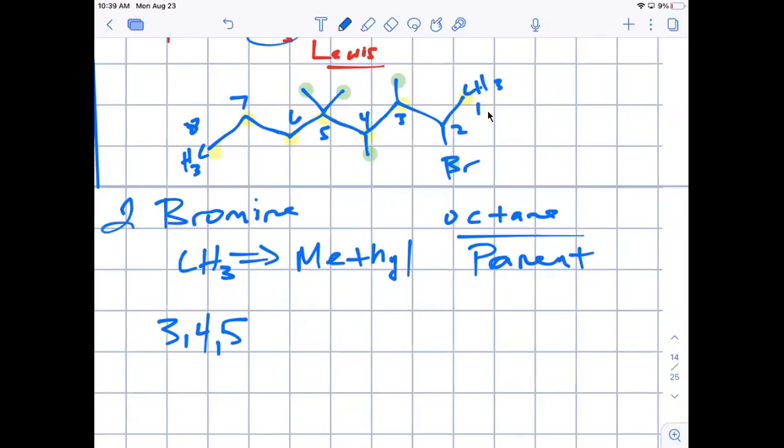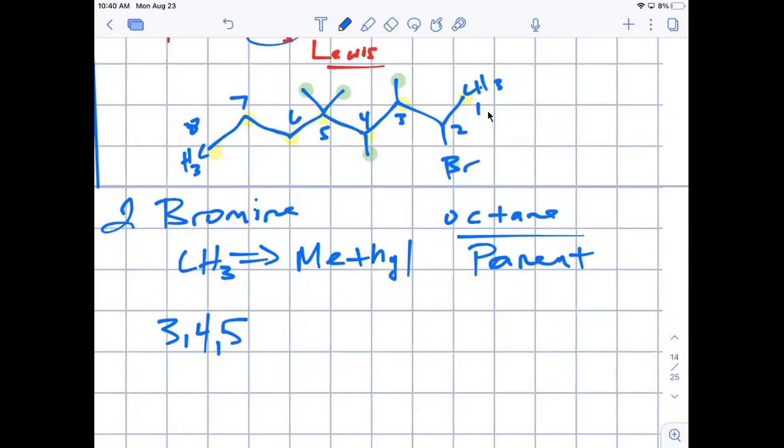So the methyl groups are at 3, 4, and 5. The bromine is at position 2. Everybody agree with that? We started counting on the end where the bromine is. There's a rule that tells us we have to do that because we want all our substituents to have the lowest number possible. If I started counting from the other end where the 8 is, bromine would be 7. But if I start counting from the end where it is, it's 2.